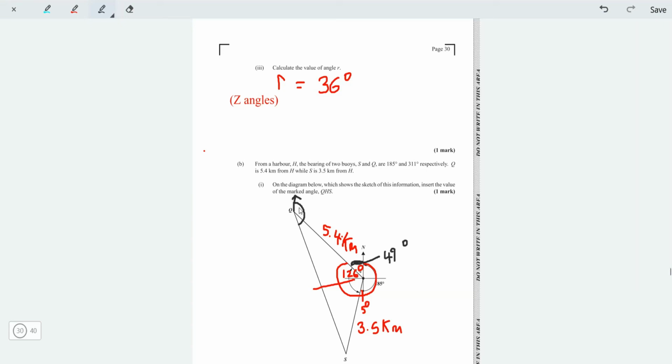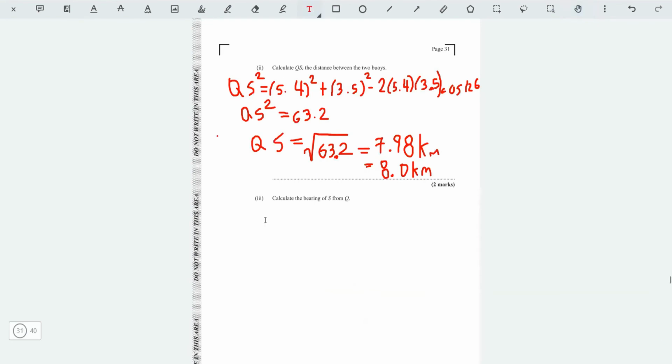Now these two sides will be parallel, and by co-interior angles, this angle would then be 180 minus 49, which I believe is 131. And if this angle is 131, now I just need to find this angle in here. To find it, I can use the sine rule. So the bearing of S from Q is equal to 131 plus the angle at Q.